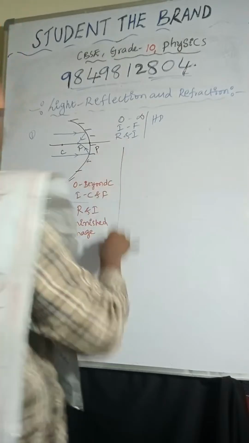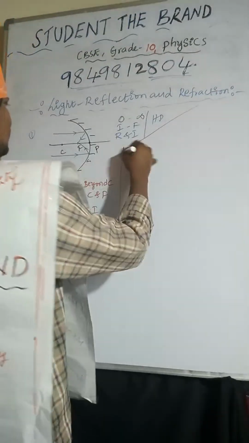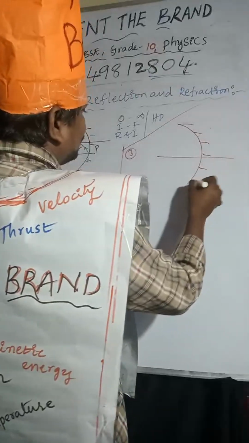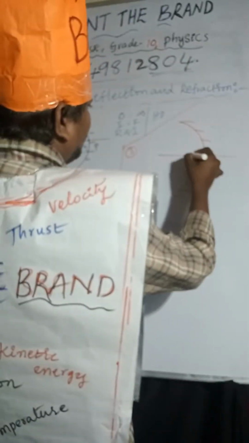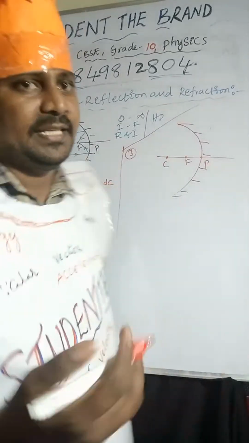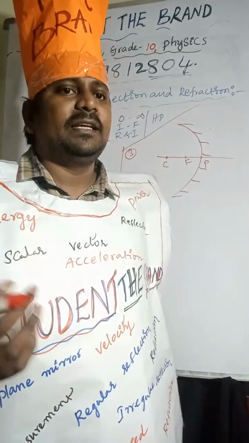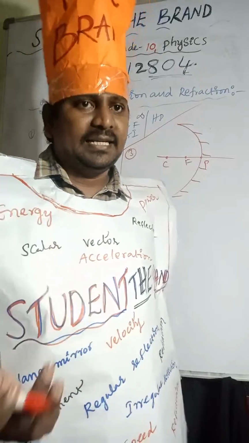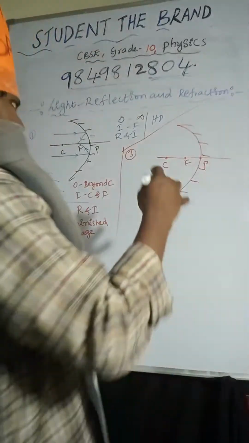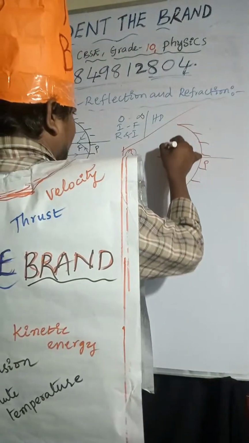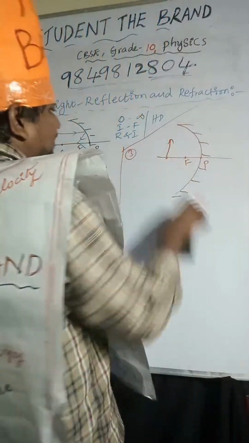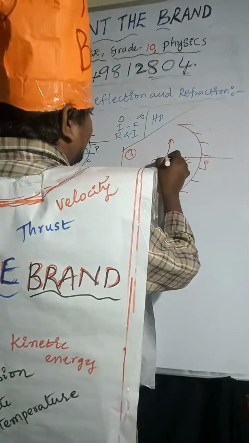Okay, so coming to the third one. So here I am taking pole, focus and center of curvature. Object is placed at C. Where will the image form? At C itself. If object is placed at C, image also will form at C itself. Nature of the image is real and inverted. So image will form at C.